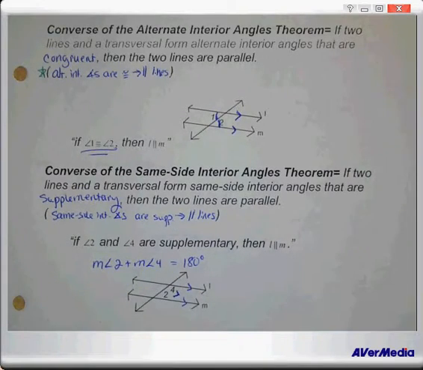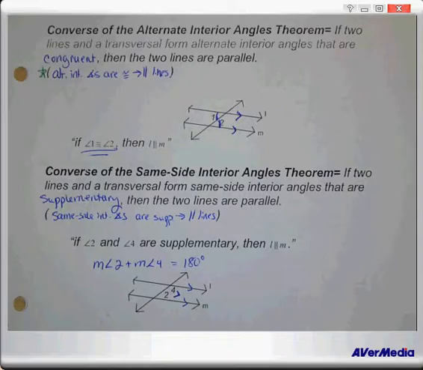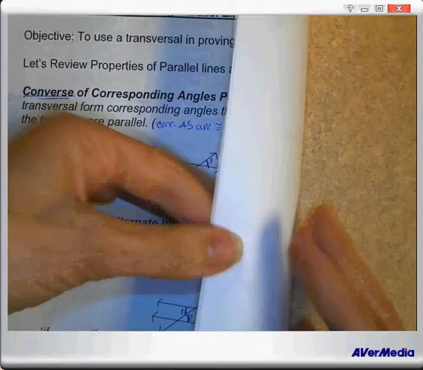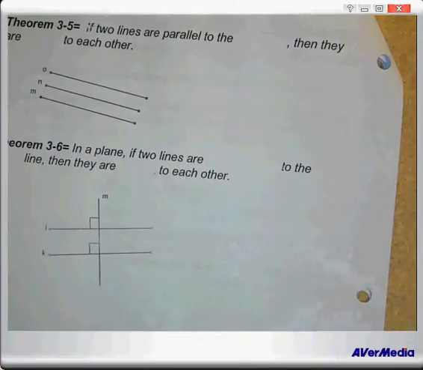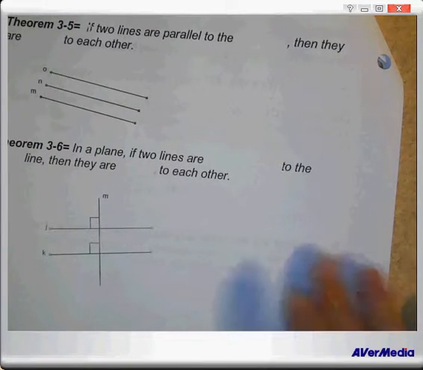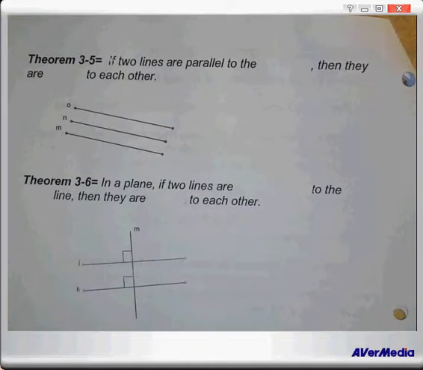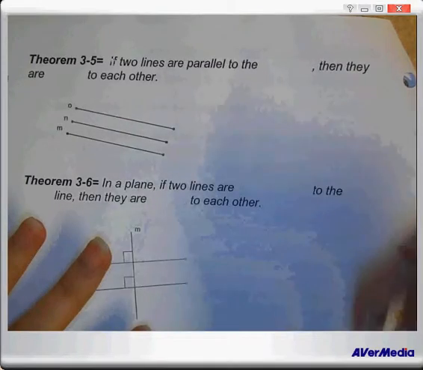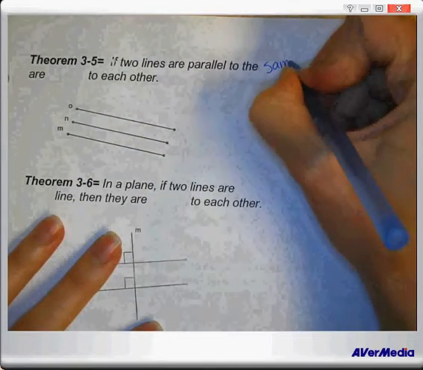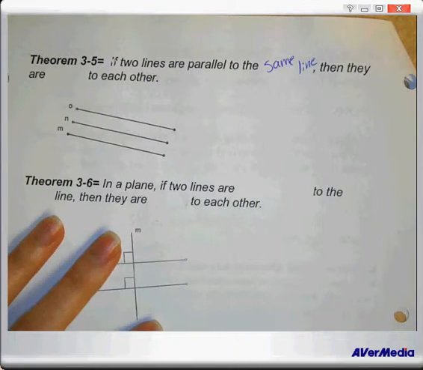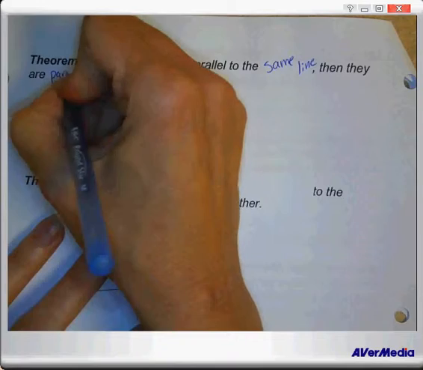Now, those aren't the only theorems that we have. We have two other theorems that are kind of cool that we work with, and then we're going to work examples together. The first one is Theorem 3.5. Now, this one almost is like the law of syllogism, or LS, or transitive property, whatever you think, for parallel lines. So here's what it says. If two lines are parallel to the same line, then they are parallel to each other.